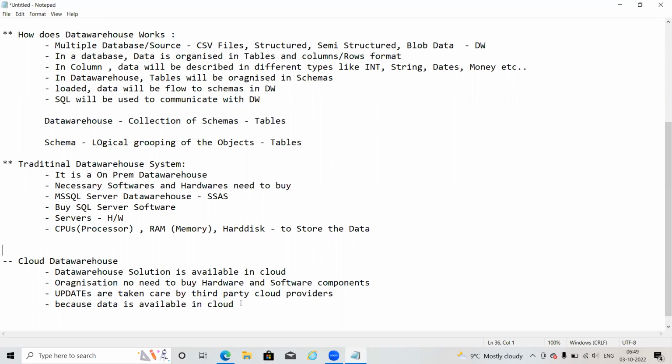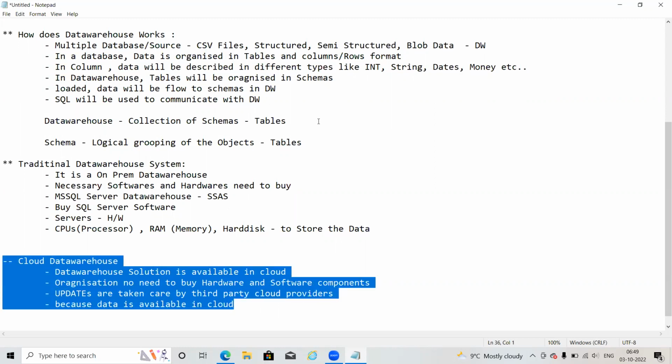In cloud data warehouse, we have different providers. We'll discuss them later. Are you clear about this cloud data warehouse definition?